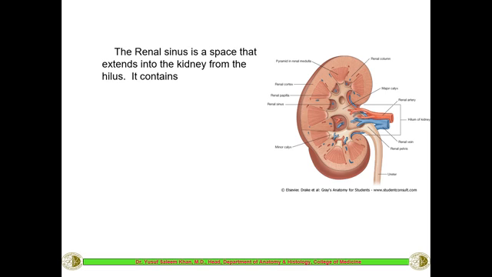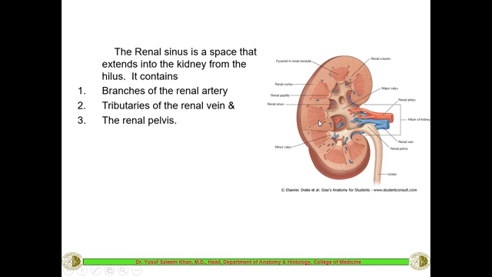Apart from that, there are small spaces. These are called the renal sinuses. The renal sinus is a space that extends into the kidney from the hilum. So this is the hilum of the kidney, where the renal artery, the renal vein and the renal pelvis will be either entering or coming out, and there are small spaces. These are called the renal sinus. The renal sinus will contain a small branch of the renal artery, a tributary of the renal vein as well as the renal pelvis itself. Here you can see the artery and the vein within the sinuses. These are the branches of the renal artery as well as the tributaries of the renal vein.